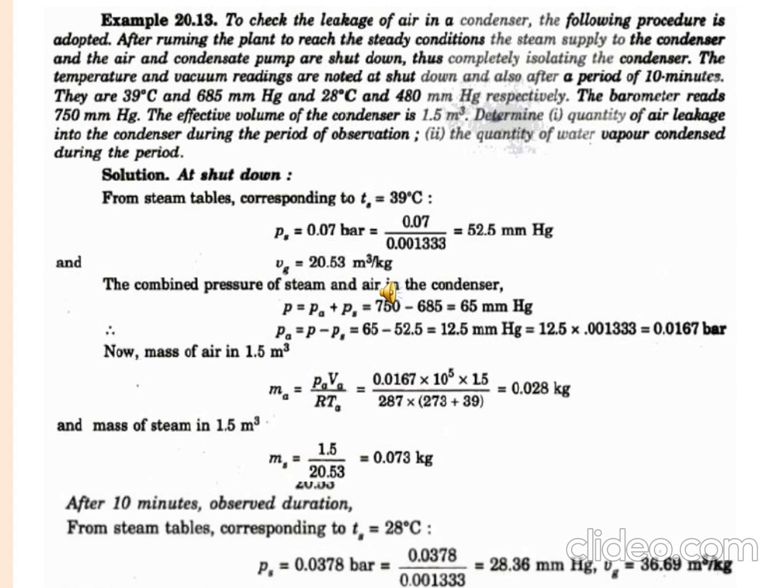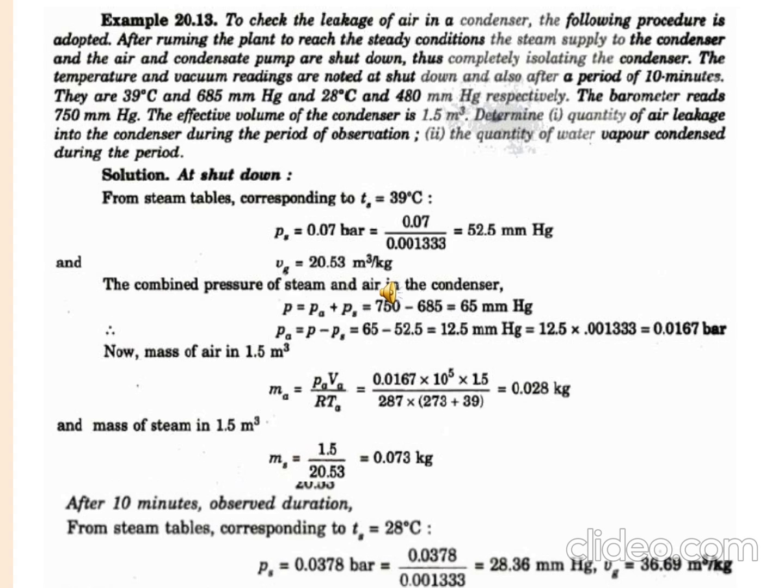The temperature and the vacuum reading are noted at shutdown, and also after a period of 10 minutes. They are 39 degrees centigrade and 685 mmHg, and 28 degrees centigrade and 480 mmHg respectively. That means during the 10 minutes time period it will change from 39 degrees to 28 degrees centigrade and 685 mm to 480 mmHg respectively.